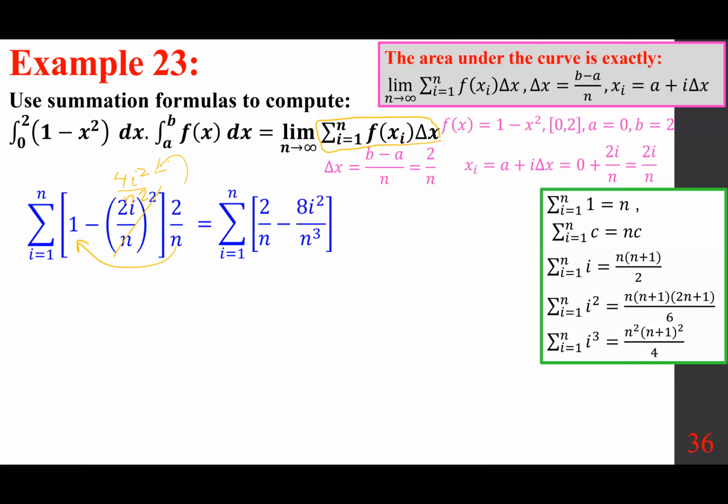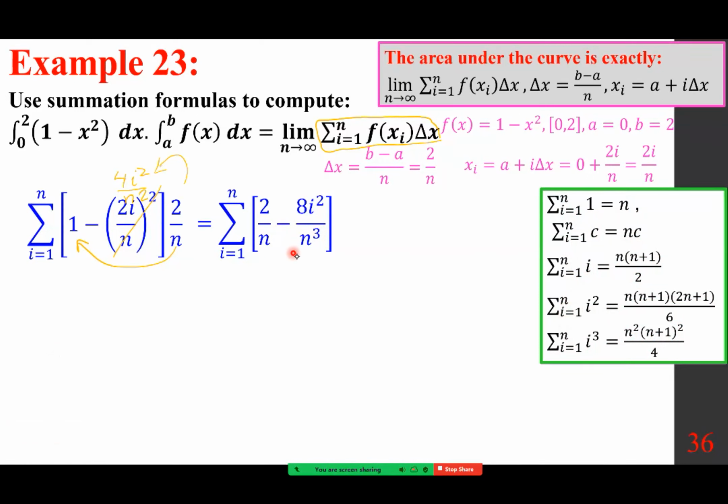We are going to put that in a format such that this can be used. So what do we have here? If we go back to some of the summations that we have seen, the formulas in algebra: summation of 1 is n as i goes from 1 to n. Summation of c is nc. Summation of i is n times n plus 1 over 2. Summation of i squared is n times n plus 1 times 2n plus 1 over 6. Summation of i cubed is n squared times n plus 1 quantity squared over 4, as i goes from 1 to n.